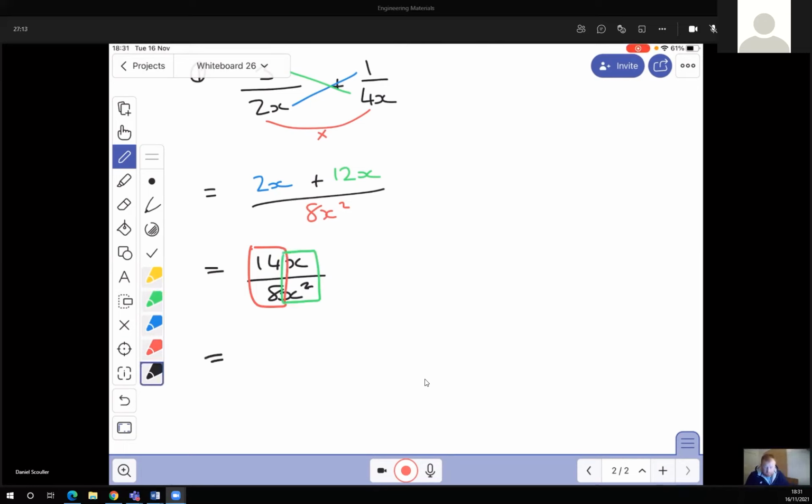14 and 8, they're both in the 2 times table. Is that the best we can do? Yeah. 14 over 8 becomes 7 over 4. Then we've got an x in the top and x squared in the bottom. So remember our rules.